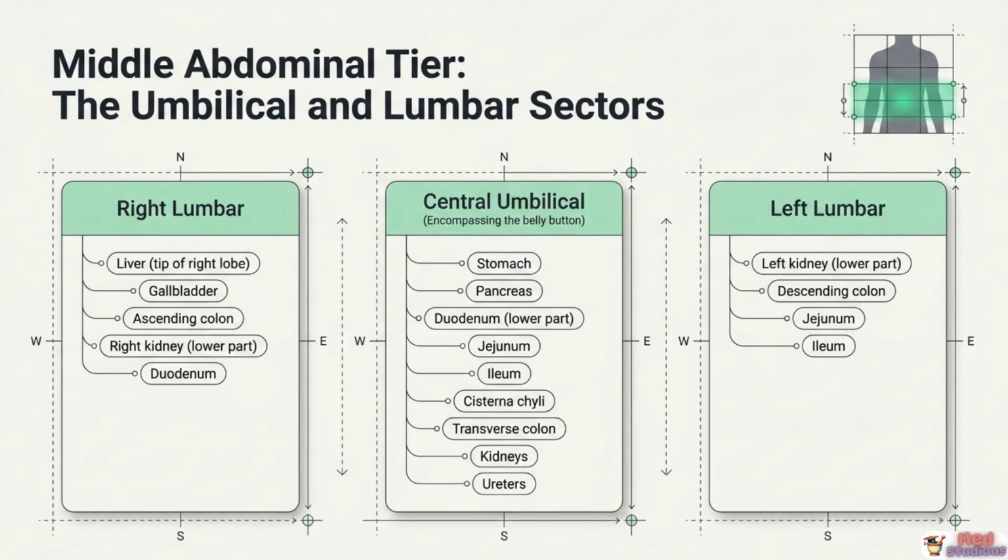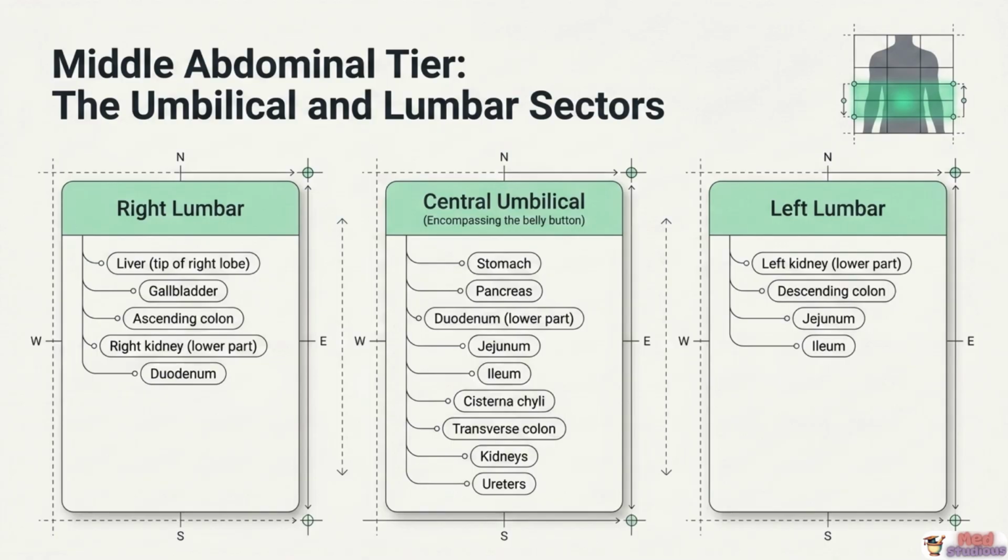The central umbilical region is named for the umbilicus, the belly button, which sits at its approximate center. It contains the stomach, the pancreas, the lower part of the duodenum, the jejunum and ileum of the small intestine, the cisterna chyli, the lymphatic collecting cistern at the root of the thoracic duct, the transverse colon, both kidneys, and both ureters. Periumbilical pain is the classic early presentation of appendicitis, before it migrates to the right inguinal region as inflammation reaches the parietal peritoneum.